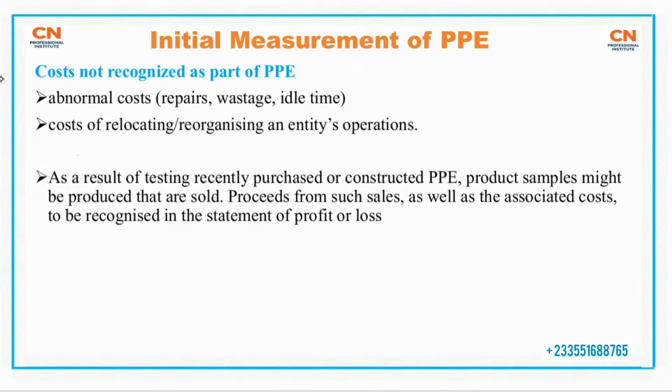Then we also have abnormal costs like repairs. Repairs to your PPE are not capitalized. If there's a repair or maintenance, those costs we don't capitalize them, we write them off to P&L.